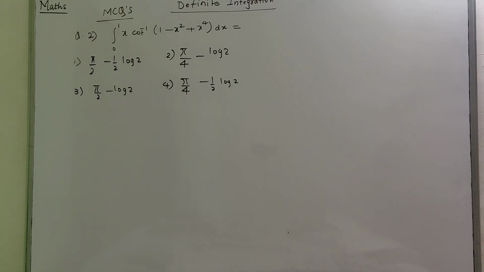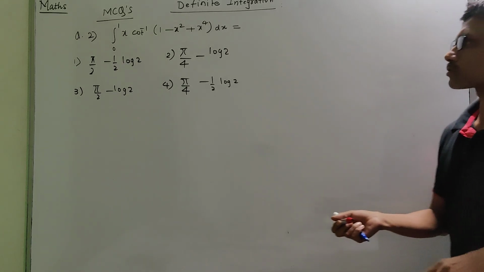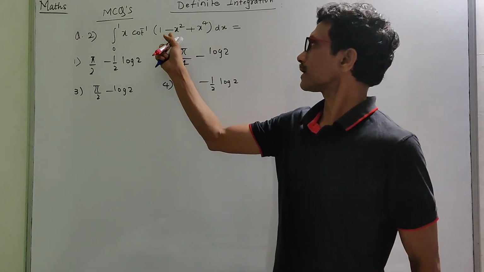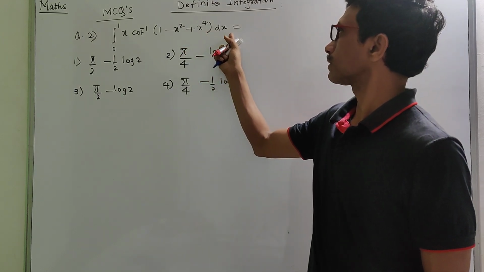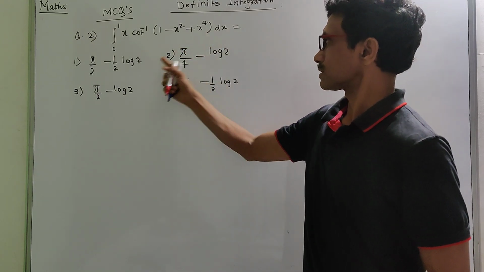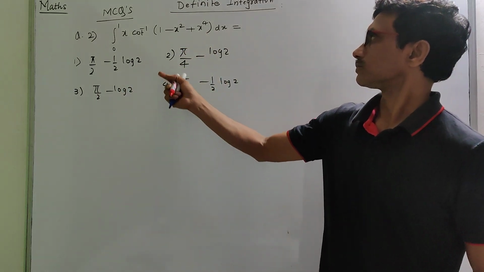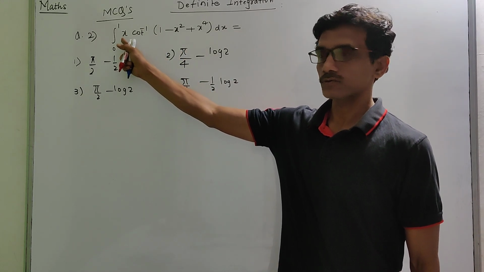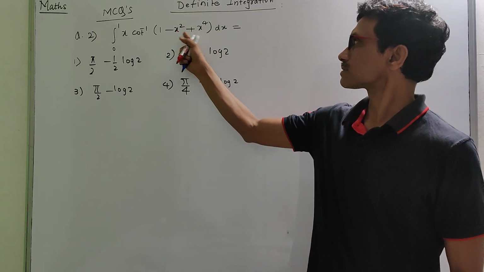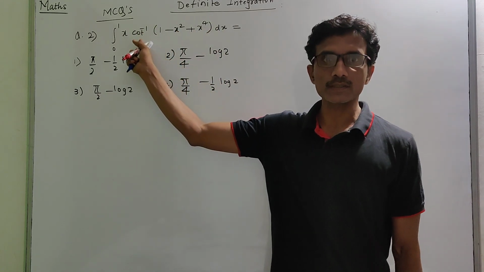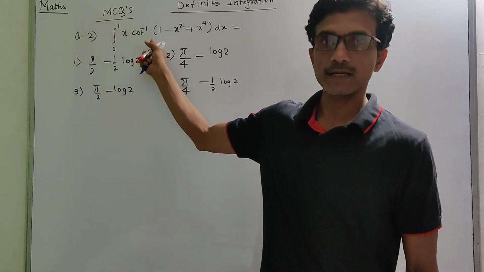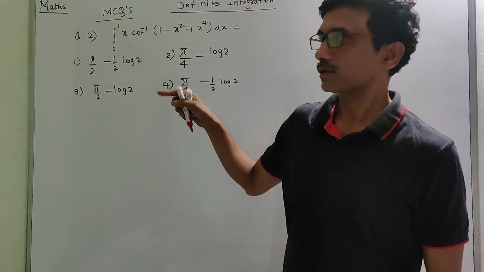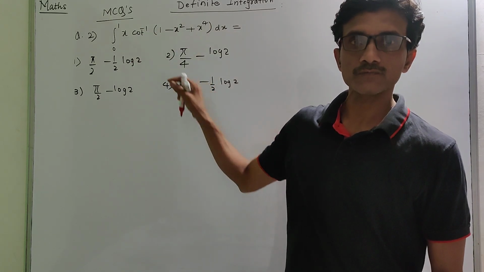Next question: integral 0 to 1 of x cot inverse of (1 minus x square plus x to the power 4) dx. So these are the options. Look at this x square, and its derivative is what? 2x. So x is there, so we can make a substitution, and cot inverse is there. So cot inverse we can write as tan inverse of the reciprocal. Cot inverse of x is tan inverse of 1 by x.